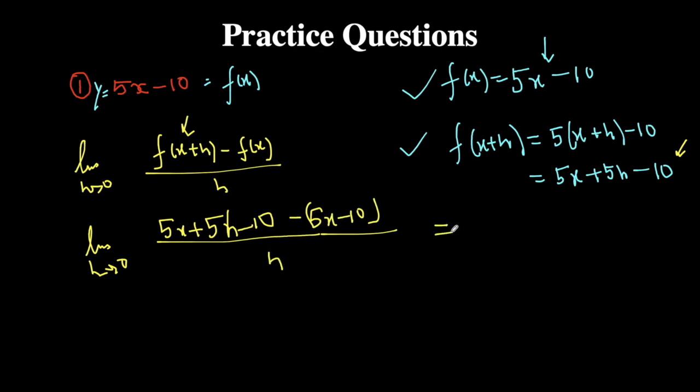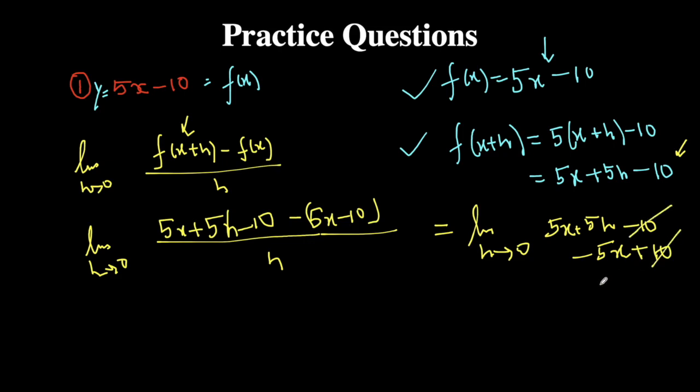So let's further simplify this. If you simplify this, you will get limit h tends to 0. Let's open the bracket. So 5x plus 5h minus 10 minus 5x plus 10. So you'll see that plus 10 minus 10 will be cancelled out, minus 5x and plus 5x will be cancelled out, over h.